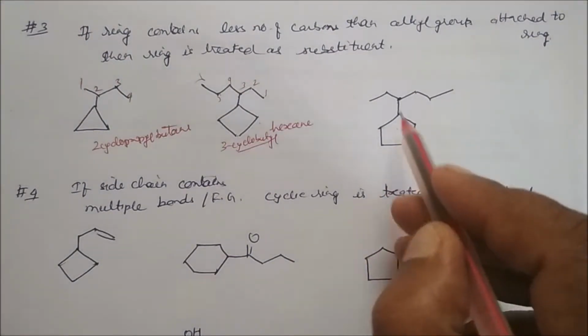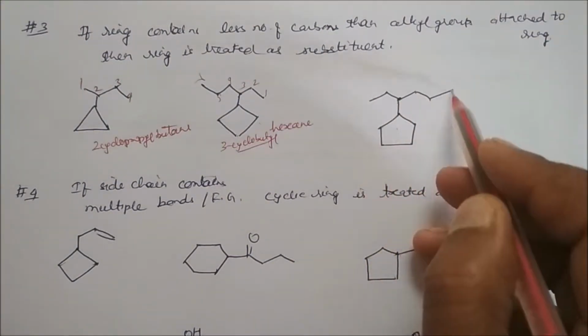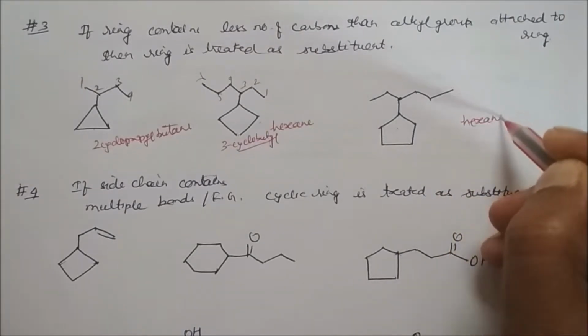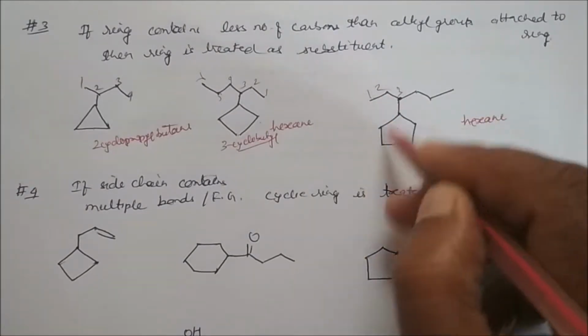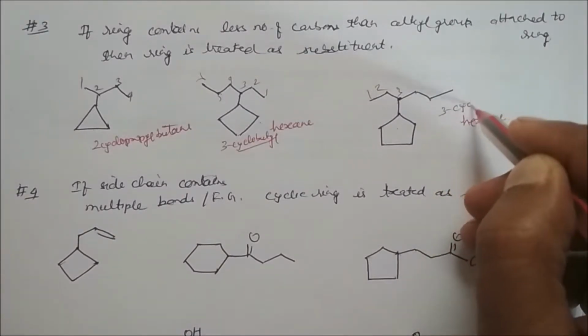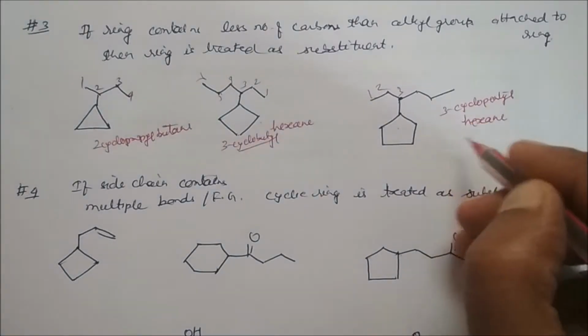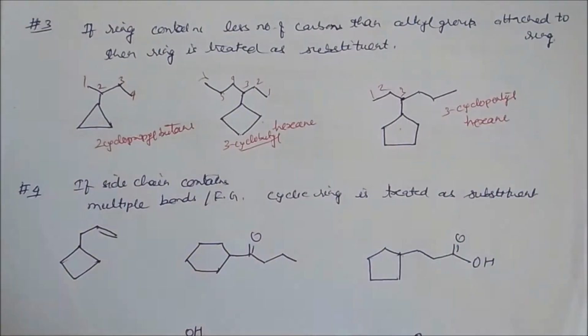Now here we have a 5 carbon ring, but the longest chain is 1, 2, 3, 4, 5 and 6. 6 carbons are there, so it is called hexane. And this carbon will be 1, 2 and 3. 3 has the cyclopentane, so we write 3-cyclopentylhexane.